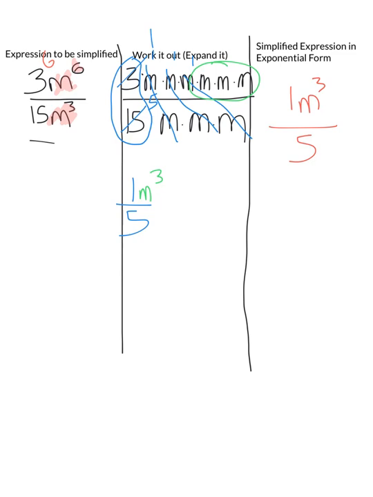There's a couple variations, so you could write it a different way. You could write it as m to the 3rd over 5 as well. That's another way you could write it. Both would be equivalent.